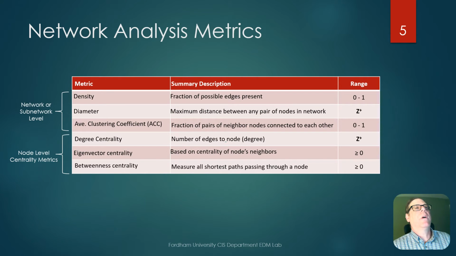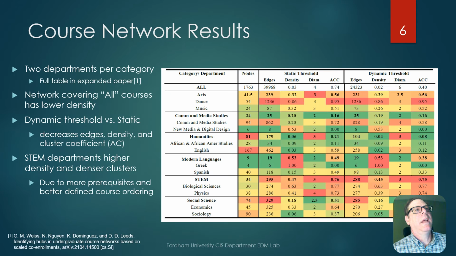This table shows our network analysis metrics. They're all very well known. So I'll just point out the top three are computed over a group of nodes, and the bottom three are computed on individual nodes. Here we see our course network results. Here we have the departments and the associated categories. We have the static threshold and the dynamic threshold with their various network statistics.